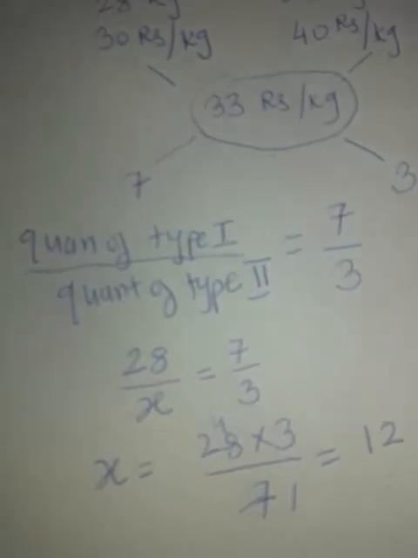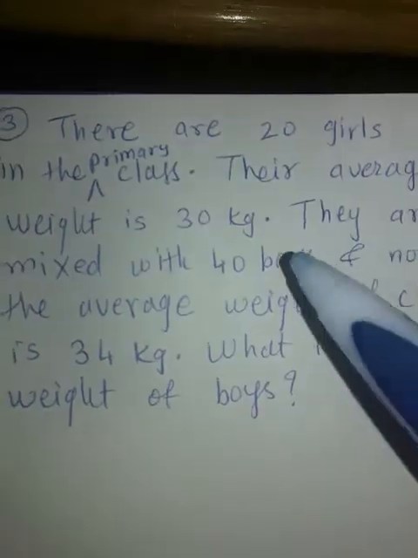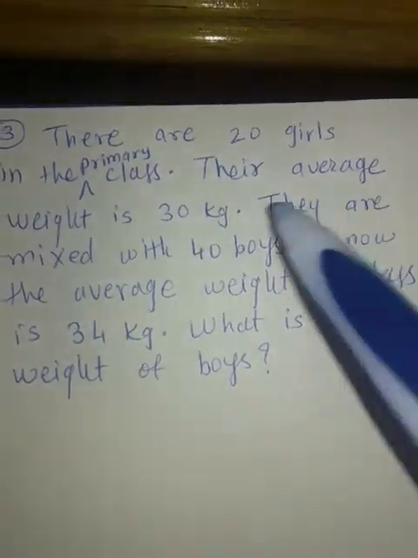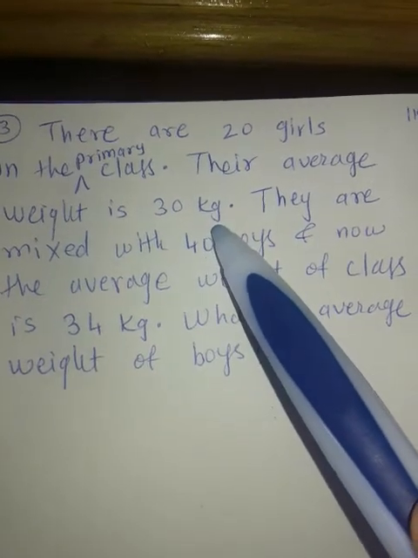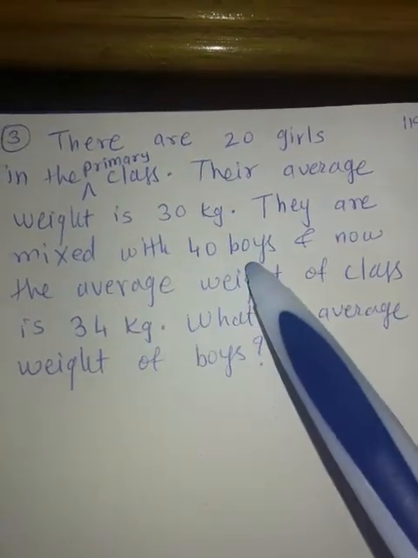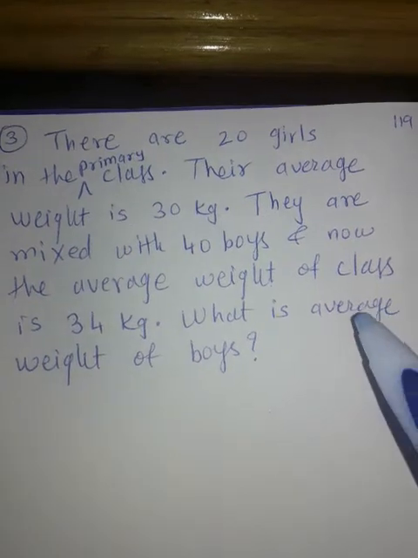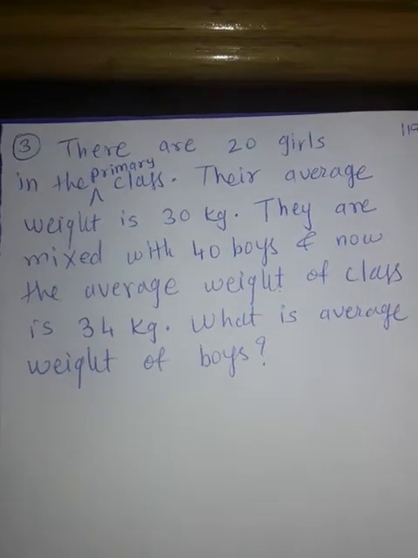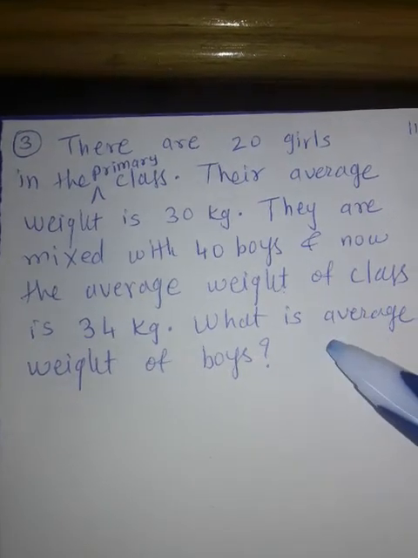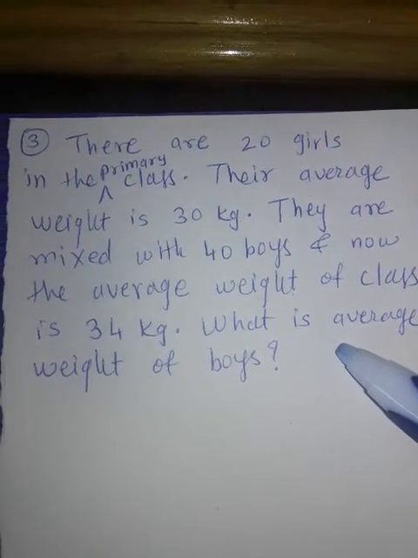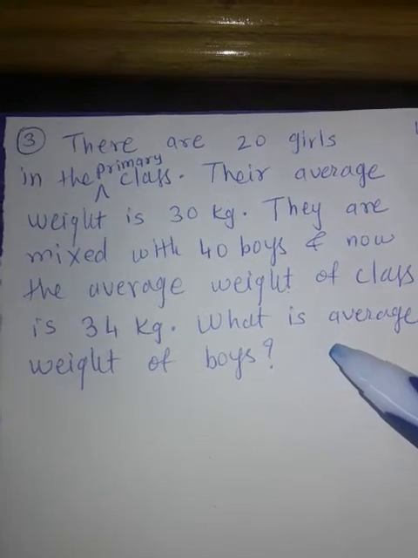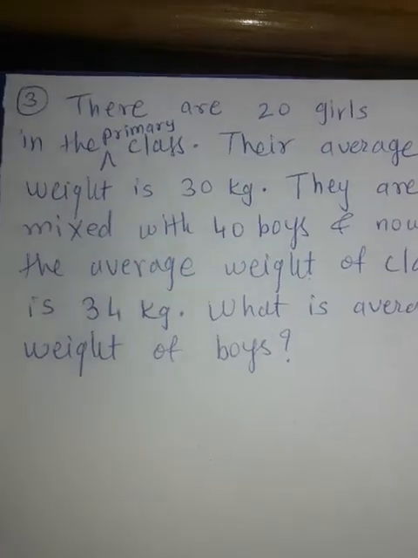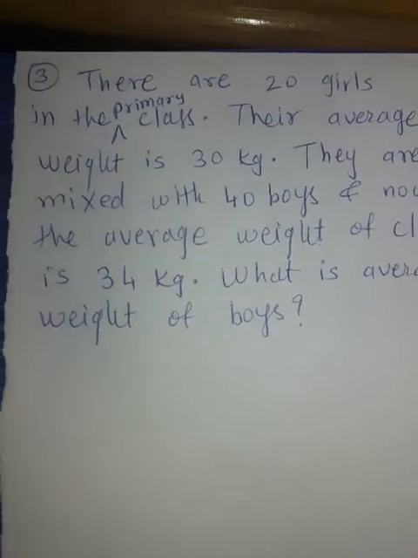Very clear? Next example. There are 20 girls in the primary class. Their average weight is 30 kg. They are mixed with 40 boys, and now the average weight of the class is 34 kg. What is the average weight of the boys? This again you can do with the principles with which you solve problems on averages. You can very well do that, no problem. If you are fast in doing that calculation, you can do that.